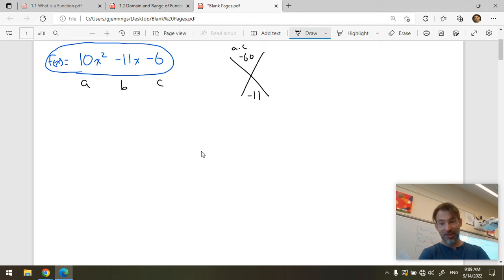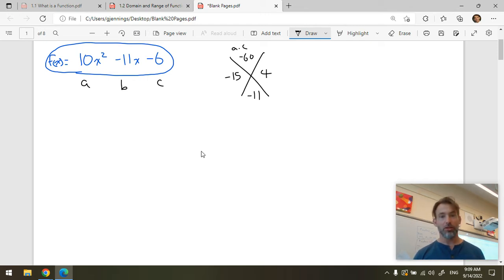15 times 4. Okay, I found them. 15 times 4 is 60, and the difference of 15 and 4 is 11. So I have negative 15 here. I know that the 15 is negative because they add together to give me a negative number. And then the 4 there is positive.